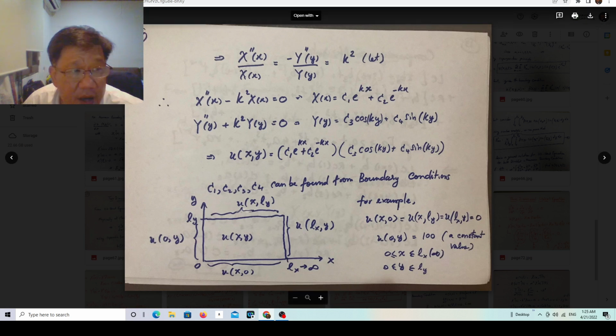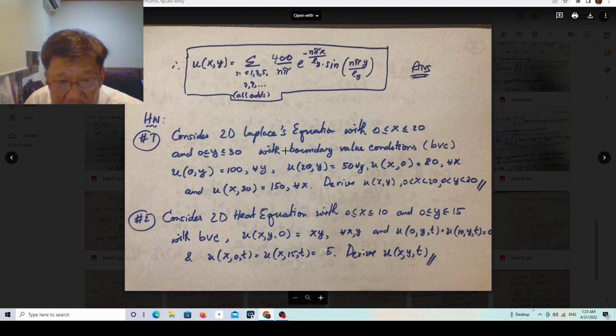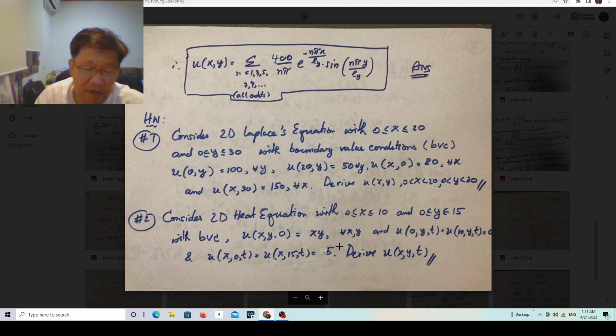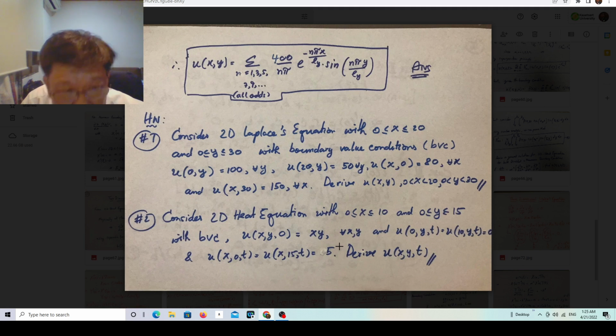But when I ask you in the homework for this two-dimensional Laplace equation, or even the heat equation here, you can see that we have non-zero in this one, and this one is also non-zero. So the technique that I'm going to give you in the tutoring next can be applied to solve these two problems. In these two problems we have a boundary condition in the form we call the inhomogeneous boundary condition. Inhomogeneous is not homogeneous.